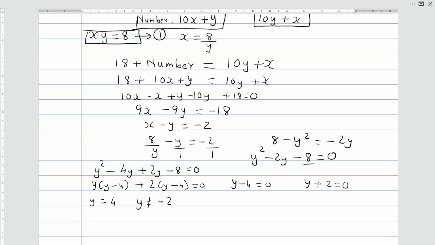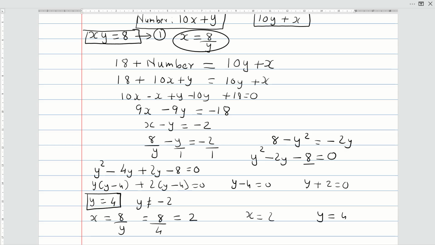So we can get the x value by substituting in equation 1. x is what? x is 8 upon y. Can you see this one? Yes. Fine. So here, 8 upon 4, so the x value will be 2. So here we became successful in getting x as 2 and y as 4. Can you see, students? We got y as 4, correct, and x as 2.